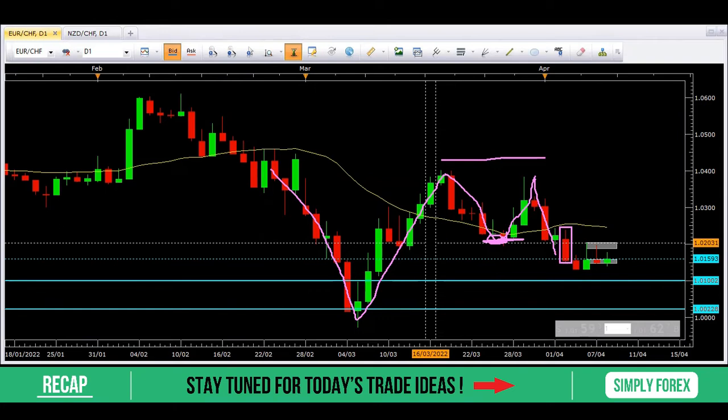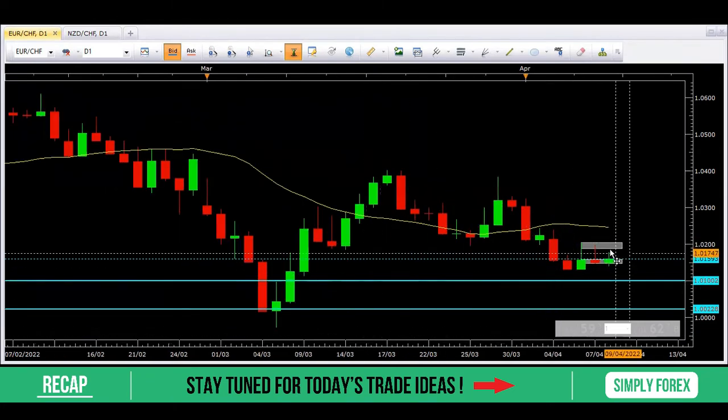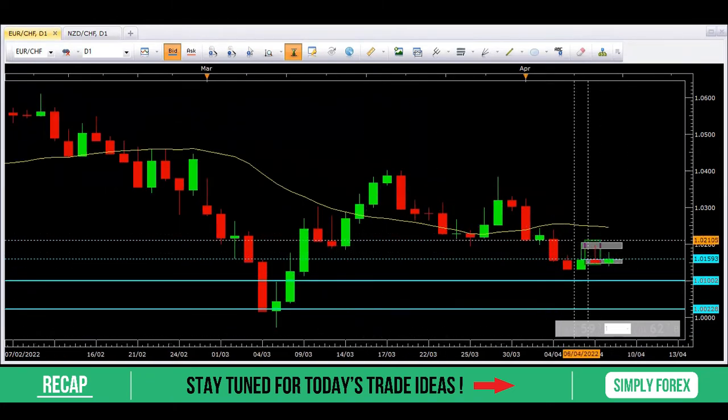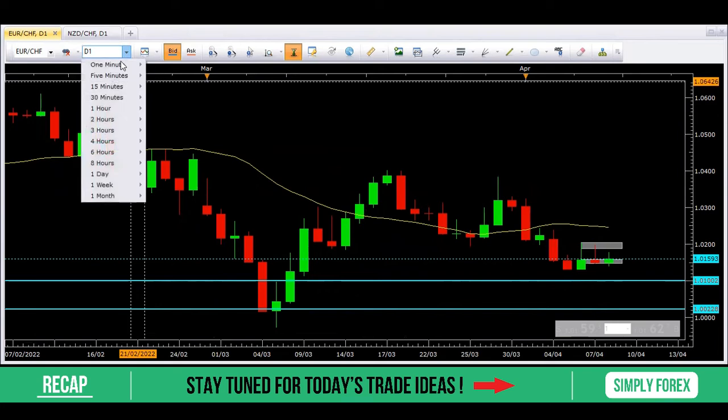All right, and then on the Thursday we saw this negative candle that rejected our grey zone. So the idea was to take price lower and down to this blue line and even this blue line, guys. All right, so let's look at H1 to see what actually happened on Friday.